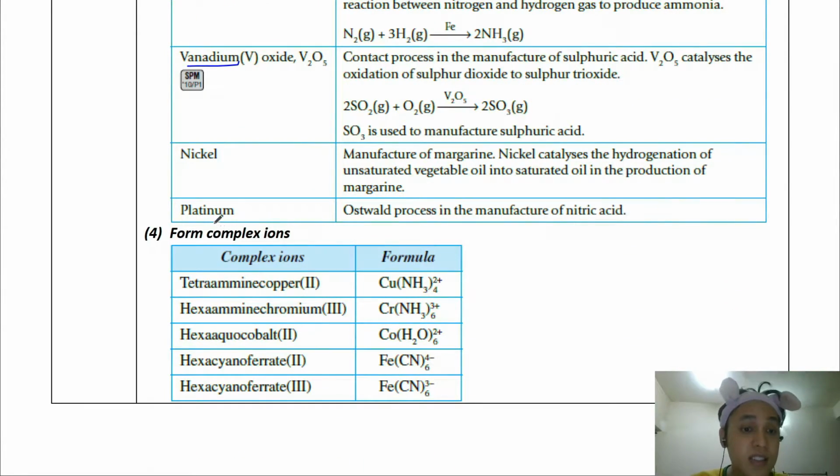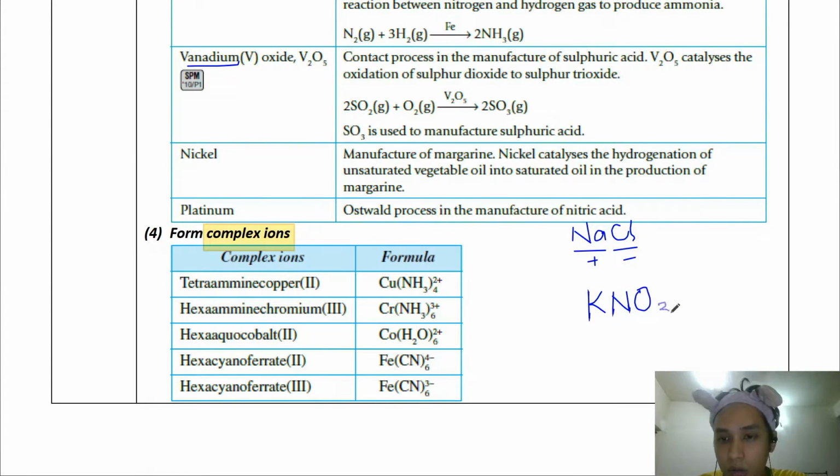Alright, so the next one is complex ion. The meaning of complex ion is that your ions are not simple ions. Simple ions are like the one that we learned, sodium chloride. You have one positive ion and one negative ion. Or let's say for example you have potassium nitrate, KNO3, and then you have one positive ion and one negative ion. These are simple ions.